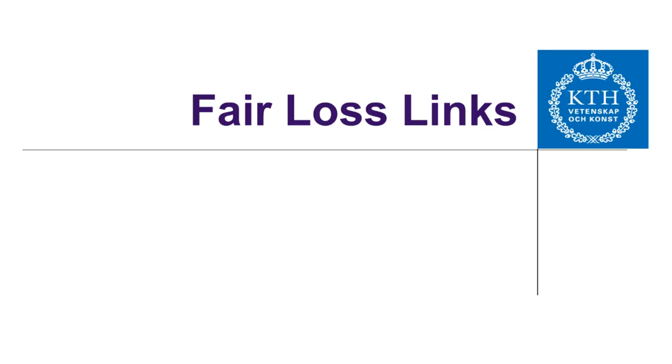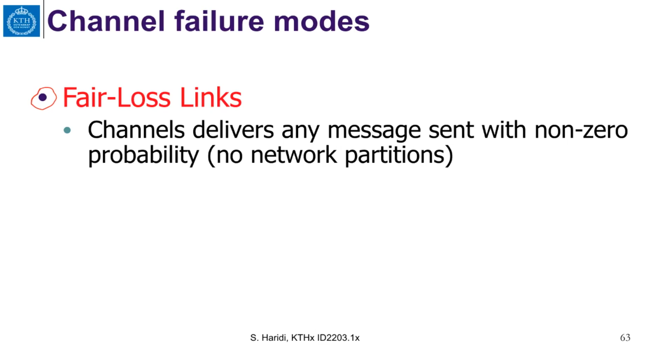We will talk now about fair loss links. Fair loss links are channels that deliver any message sent with a non-zero probability. There are no network partitions. Just to make it clear, contrast this to a network partition, where if a network partition happens between two processes P and Q, then the network will systematically drop all messages between P and Q. Whereas here, if you repeat sending the message, eventually it will be delivered.